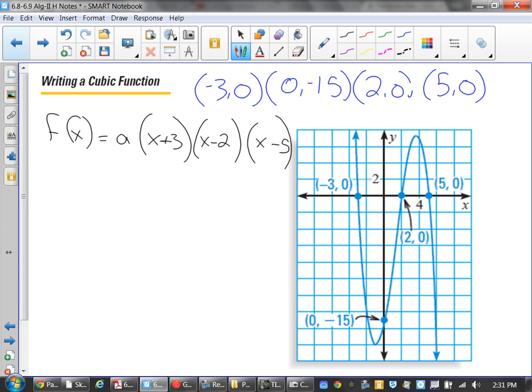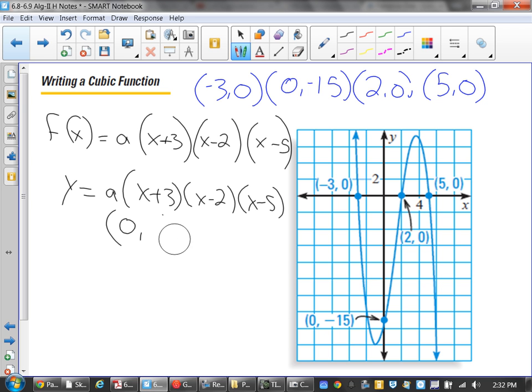Okay. Now, what is f of x synonymous with? Y equals. So I don't have an x and a y? So what you're going to do is you're going to solve for a using 0 and -15. That fourth ordered pair is not one of the zeros. Do we agree with that?